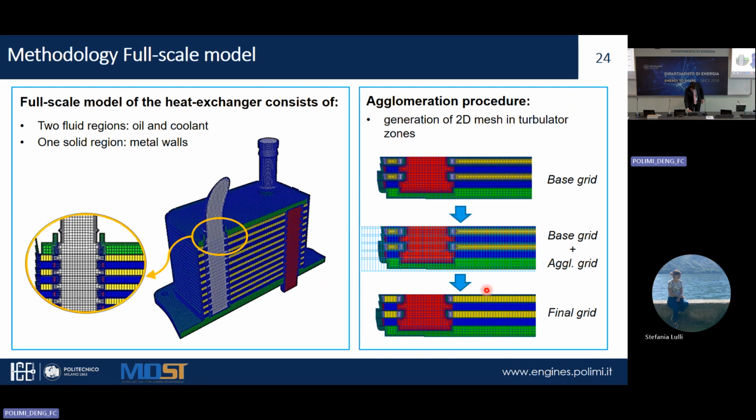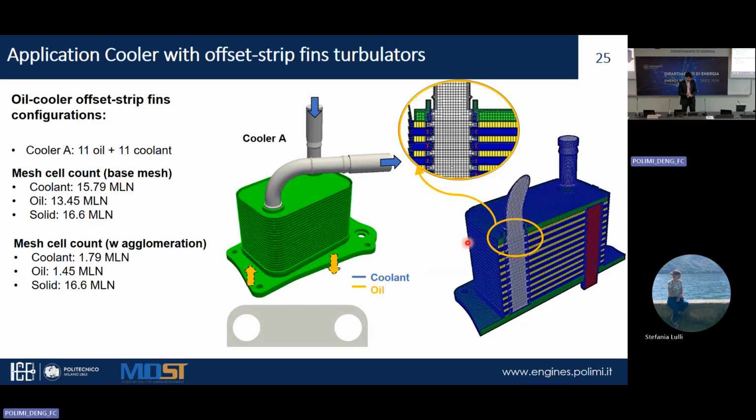So in this way, we end up with a mesh that has a one-cell resolution in the Z direction, and as you can see here, for this cooler, which is a cooler with 11 plates, oil plus coolant, starting from the base mesh in which the average mesh for the coolant, for the oil, and for the solid are around 15 million cells, so we are around 50 million cells.